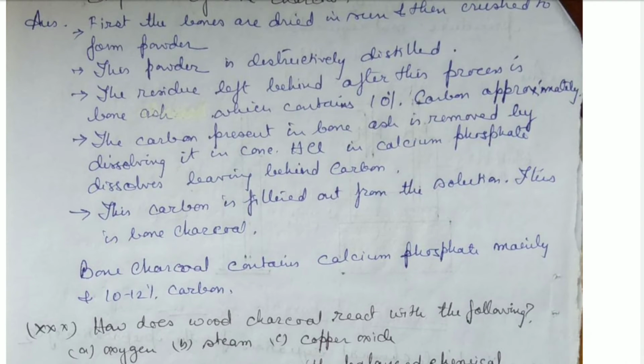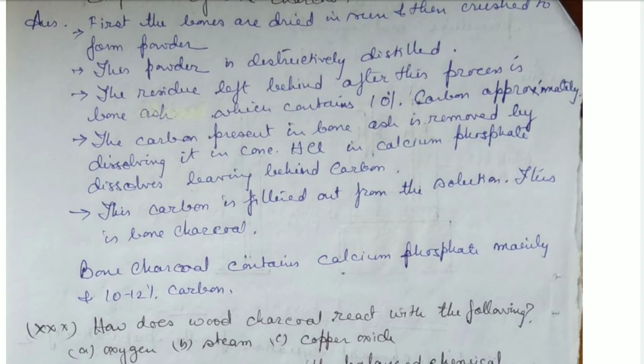So bone ash contains 10% of carbon, and this bone ash is dissolved in dilute hydrochloric acid, which will separate out the calcium. It will dissolve the calcium phosphate, leaving behind the carbon. Bone contains calcium phosphate also, that will get dissolved in the hydrochloric acid, and the carbon will be left behind. The carbon is then filtered out from the solution, and that is the bone charcoal.